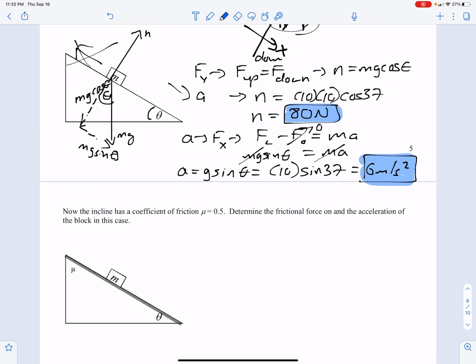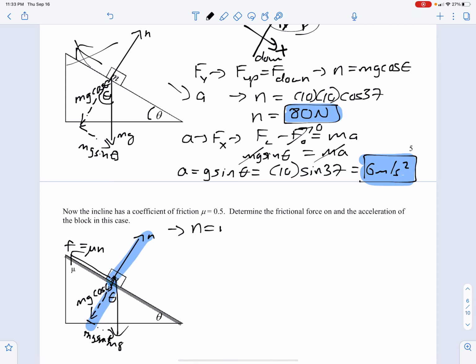Let's repeat the exact same problem, but with the friction. Remember, we start with mg going down and normal force going perpendicular out. We have components of weight. Mg cosine is opposite the normal force, and mg sine goes down the plane. This time we have friction going up the plane. So in the y direction, normal force still balances mg cosine. So that didn't change. That's going to be 10 times 10 times the cosine of 37 degrees, which is still going to be 80 newtons.